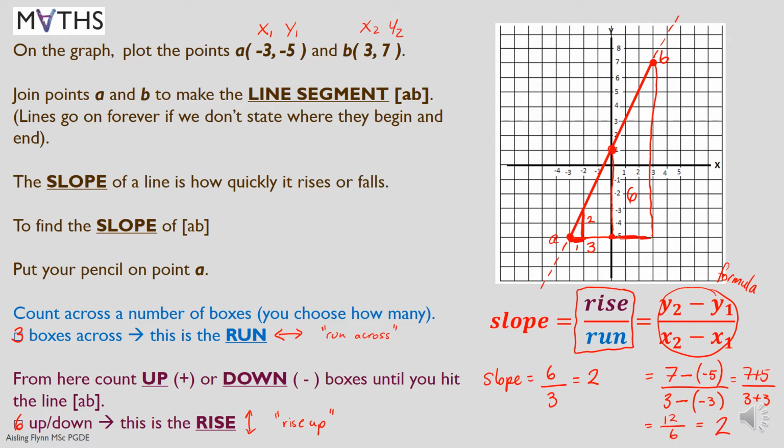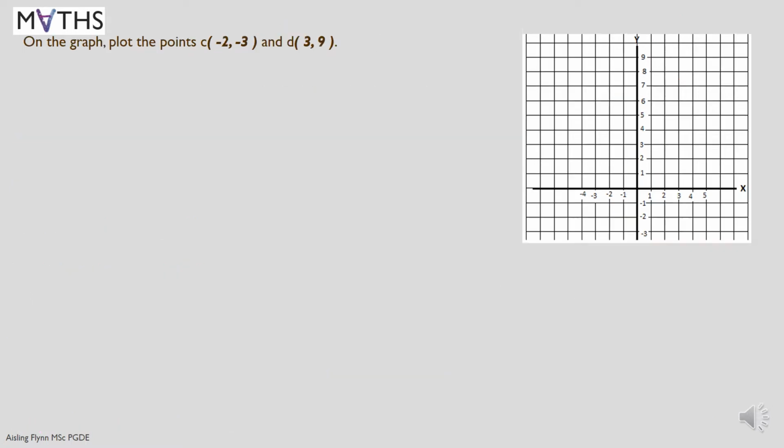So you have choice. You can use rise over run or the formula, but rise over run, if you have the graph drawn, is by far the easiest way. The slope formula, y2 minus y1 over x2 minus x1, that is in your formula books if you need it, okay, on the coordinate geometry pages.